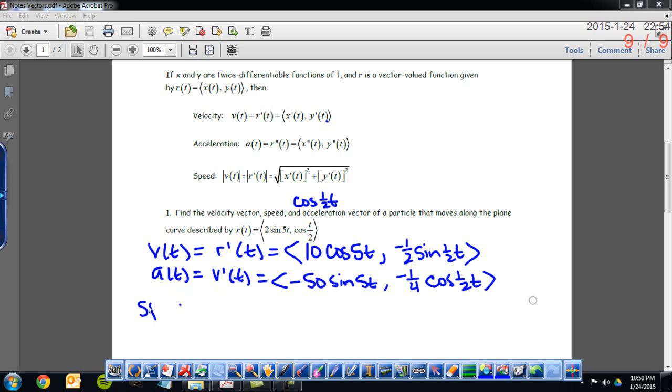All right, and then speed is the magnitude of velocity, and we have the formula right up there. So that's going to equal the square root of x prime squared, so 10 cosine 5t, quantity squared, plus y prime squared, negative 1/2 sine half t, quantity squared. And that's all there is to it.